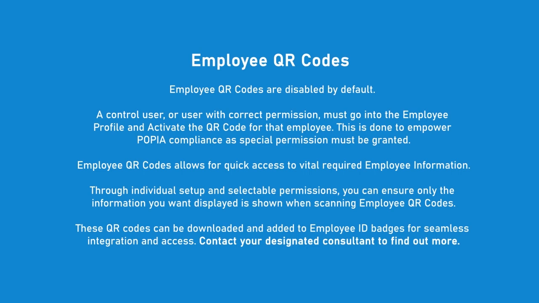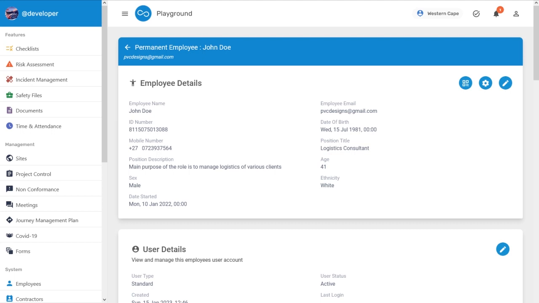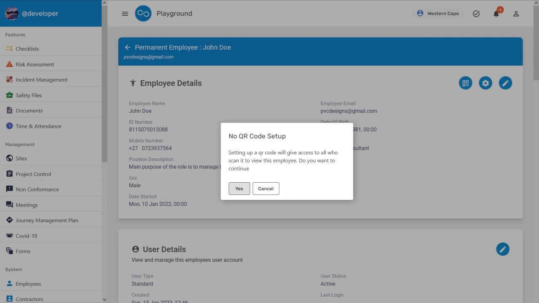Employee QR codes are disabled by default. A control user, or user with correct permission, must go into the employee profile and activate the QR code for that employee. Employee QR codes allow for quick access to vital required employee information. The following info can be added to the QR code: employee number, email address, mobile number, secondary details, and competence files. Employee QR code activation can be found on the Employee Details box by clicking the QR icon. Once clicked, you will be required to confirm you understand the disclaimer provided.